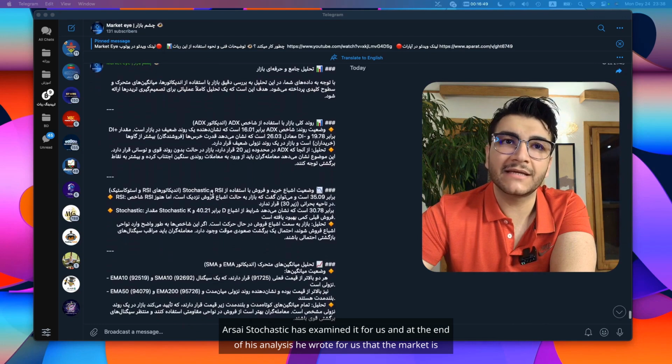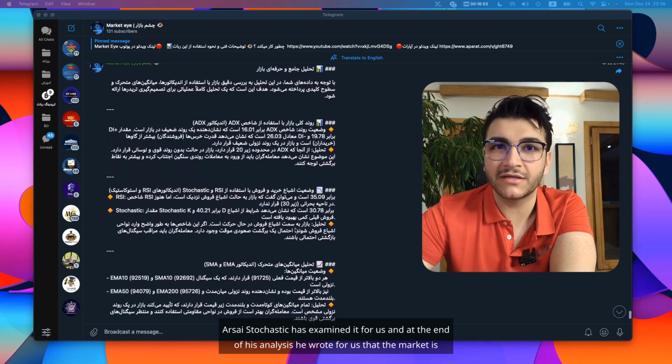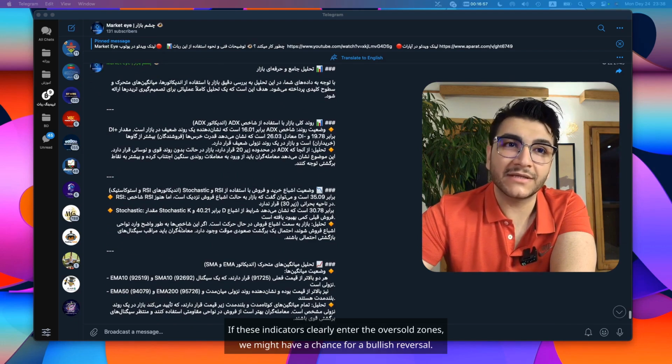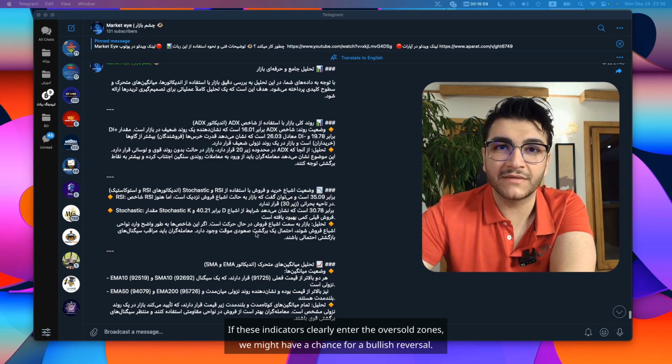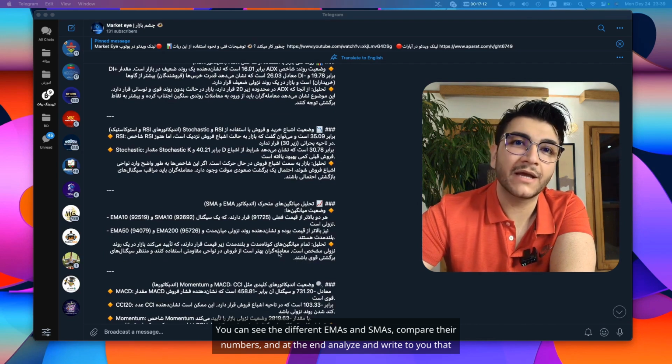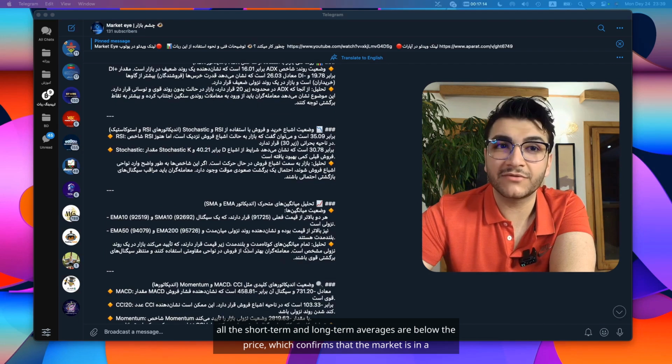Our stochastic RSI has examined it for us, and at the end of its analysis it wrote for us that the market is moving towards oversold. If these indicators clearly enter the oversold zones, we might have a chance for a bullish reversal. You can see the different EMAs and SMAs, compare their numbers, and at the end, it analyzes and writes to you that all the short-term and long-term averages are below the price, which confirms that the market is in a downtrend.